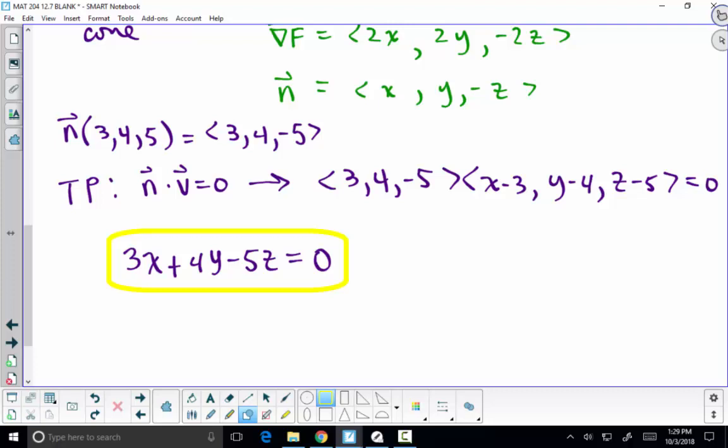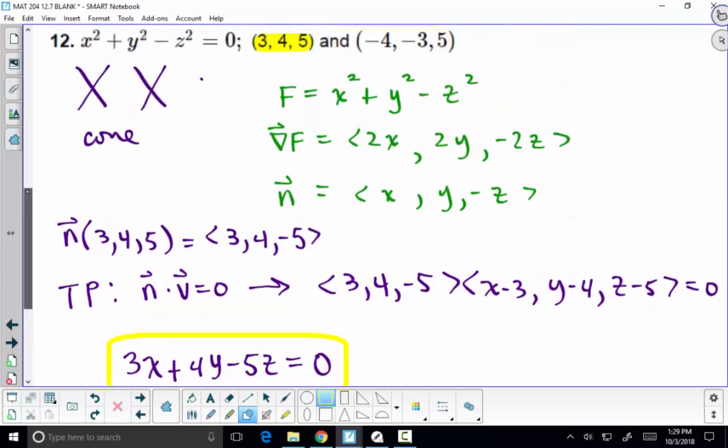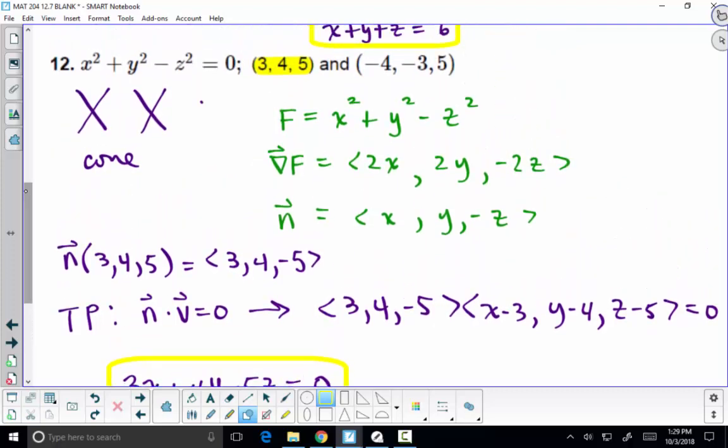So what are we using, the -4, -3, 5? Did you say 3, 4, negative 5? Well, it says x plus y minus z squared, 3, 4, 5, and -4, -3. Oh, so this is just to find another tangent plane. It's part B. So it's saying first find the tangent plane at 3, 4, 5, and then find another tangent plane at -4, -3, 5. Yeah, it's two separate problems.